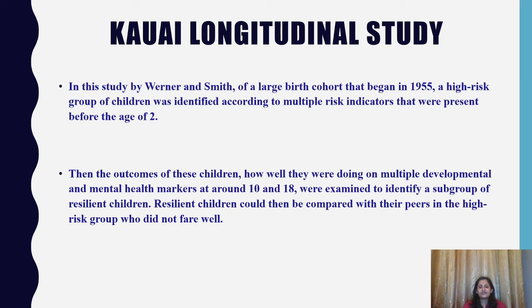Then the outcomes of these children, like how well were they doing on developmental and other health markers at around ages 10 and 18, were examined to identify subgroups of resilient and maladaptive children. When both the subgroups were identified, resilient children could then be compared with their peers in the maladaptive groups to ascertain the factors which are contributing towards resilience.